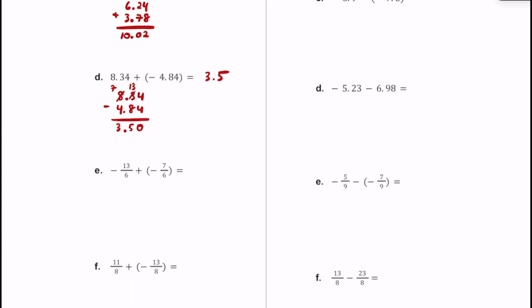For letter E, it looks like we have two of the same sign. So a negative plus a negative is always going to be more negative. If we write this out, it's going to be negative 13 over 6 here. Let's put the negative on top. Plus we have a negative 7 over 6 here, right? So let's add two negatives. 13 plus 7 is going to be 20. So it's negative 20 over 6. Dividing top and bottom by 2, we should end up with negative 10 over 3. But if we convert that to a mixed number, that's going to be negative 3 1/3. All right, so that is going to be our final answer here, or the sum.